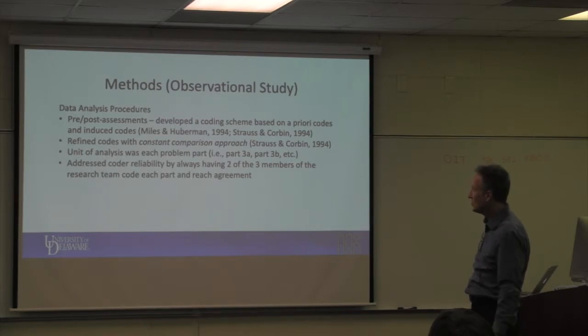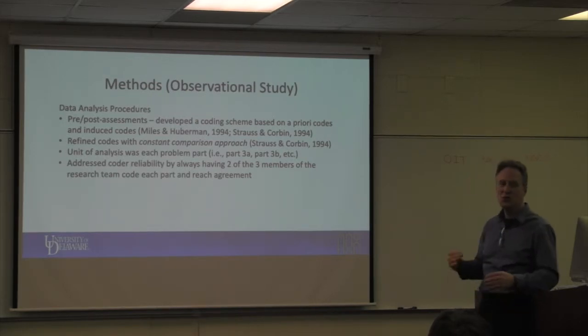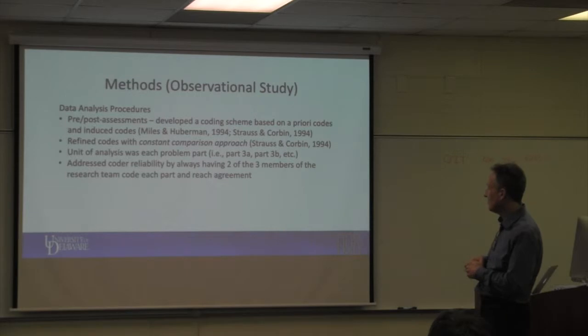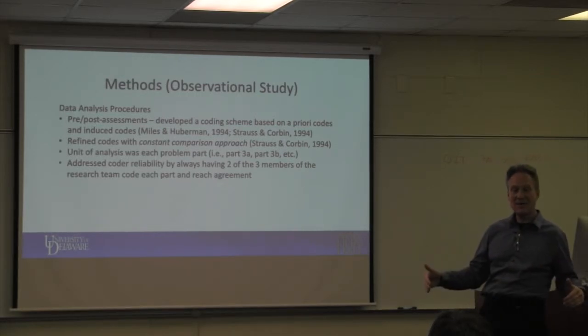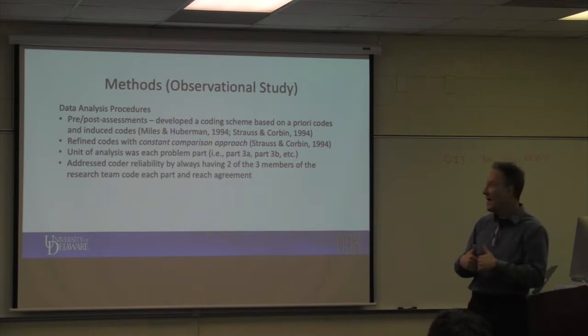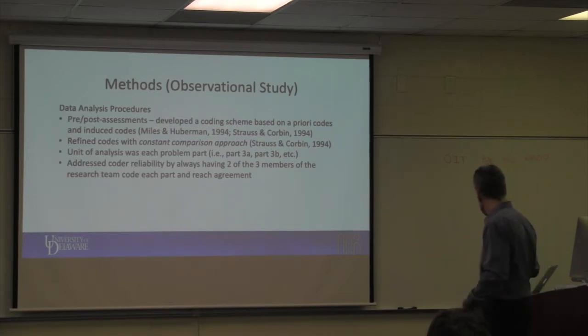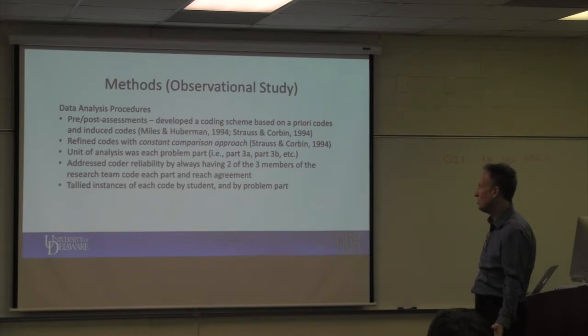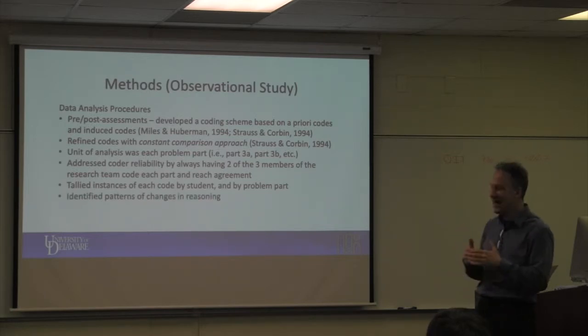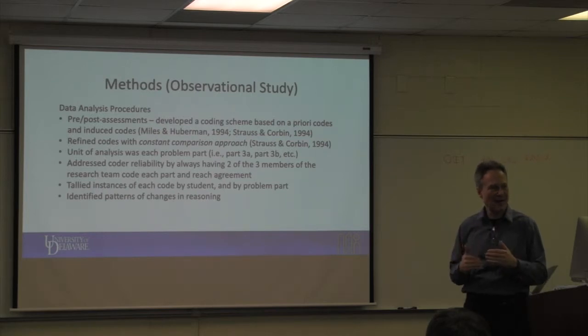We addressed intercoder reliability by always having 2 people from our 3-person research team code each part. They would code them independently, and then they would meet and compare, and when there were any differences, they would resolve them. After we coded all the data, we tallied instances of each code by student and also by problem part. And in those tallies, we started to look for any patterns in how students' reasoning was changing.